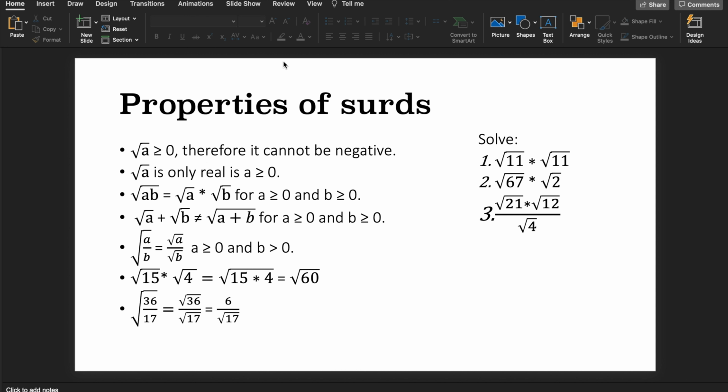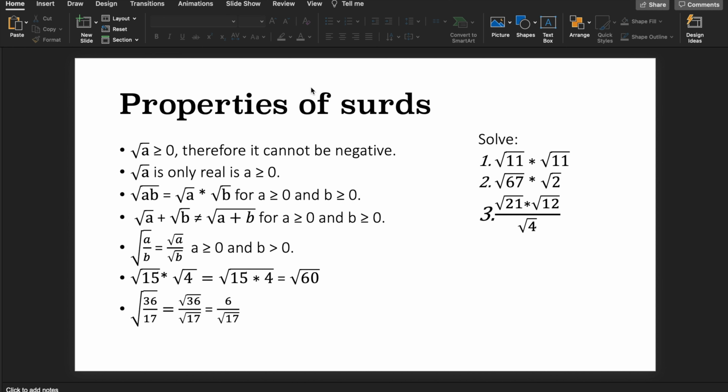Now let's do some properties of surds. Square root of a is greater than or equal to 0, and hence it cannot be negative. As we clearly know, square root of something has to be positive. And square root of a is only real if a is greater than or equal to 0. If it's a negative number, it would be an imaginary number. So it has to be greater than or equal to 0.